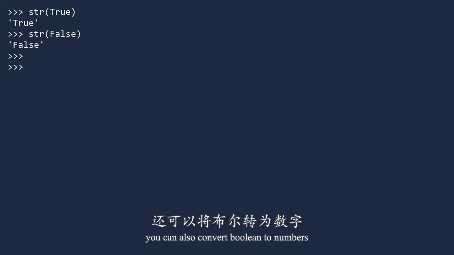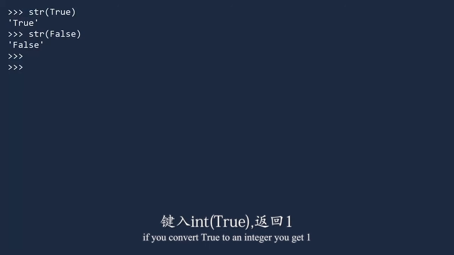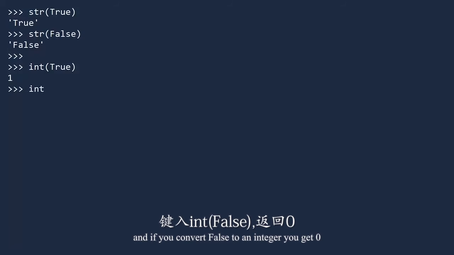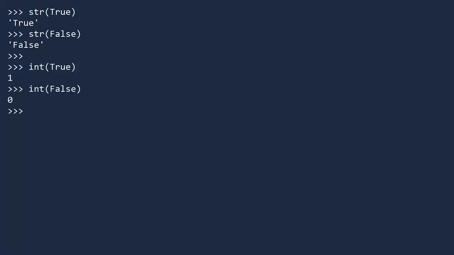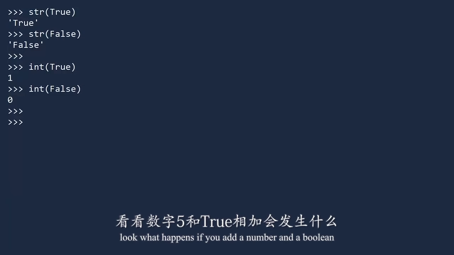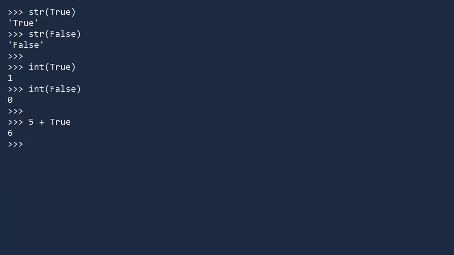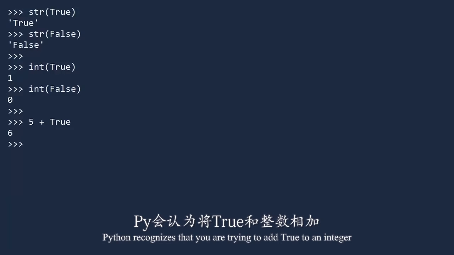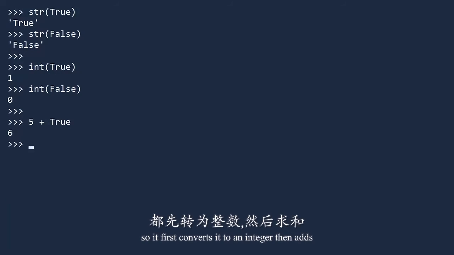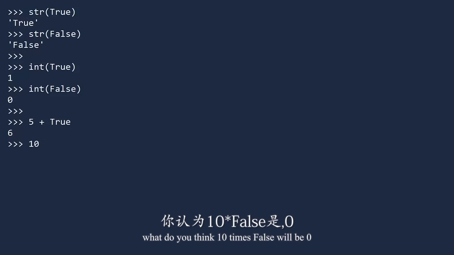You can also convert Booleans to numbers. If you convert True to an integer, you get 1. And if you convert False to an integer, you get 0. Look what happens if you add a number and a Boolean. Python recognizes that you are trying to add True to an integer, so it first converts it to an integer, then adds. What do you think 10 times False will be?